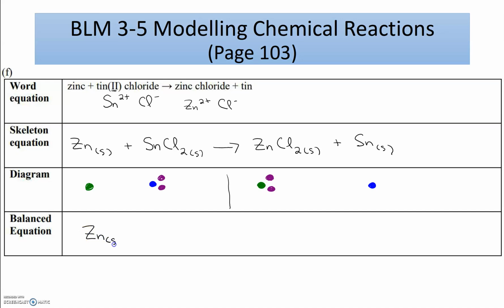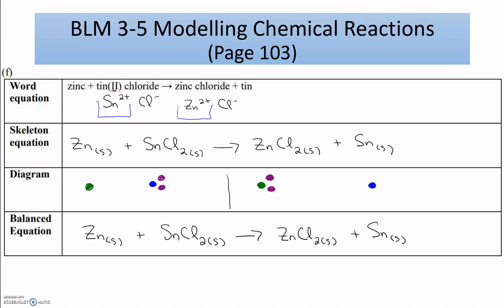I have 1 zinc reacts with 1 tin(II) chloride to produce 1 zinc chloride and 1 tin. And note, it really has to do with the fact that the tin 2+ cation has the exact same charge as a zinc 2+ cation. And that leads a lot to why it was balanced that way.